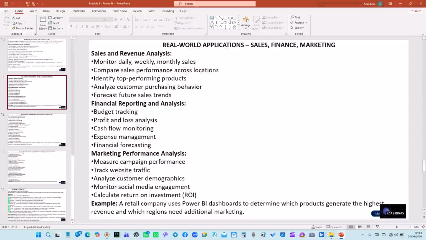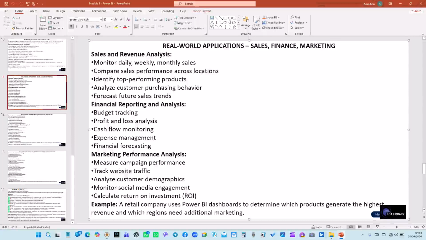In financial reporting and analysis, it can be used in budgeting, profit and loss analysis, cash flow monitoring, expenses management, and financial forecasting. In terms of marketing performance, it can be used to measure campaign performance, track website traffic, analyze customer demography, monitor social media engagement, and calculate return on investment. For example, a retail company uses a Power BI dashboard to determine which product generates the highest revenue and which region needs additional marketing activities.